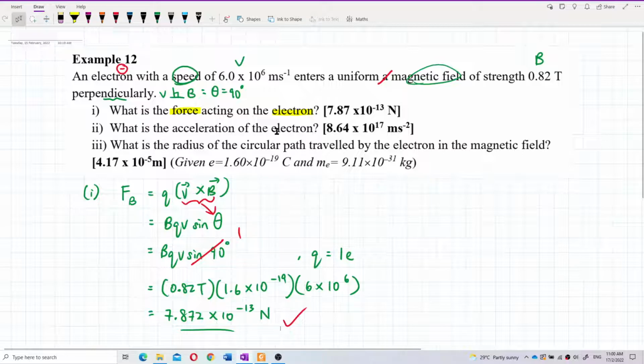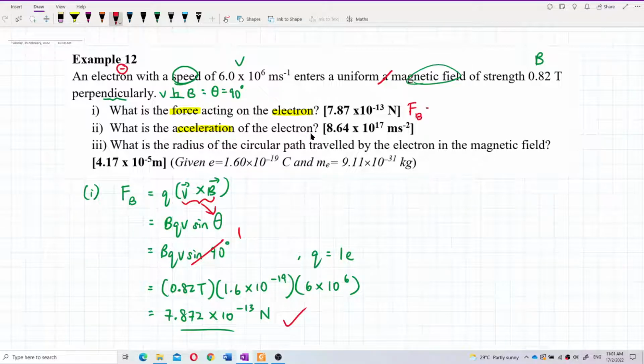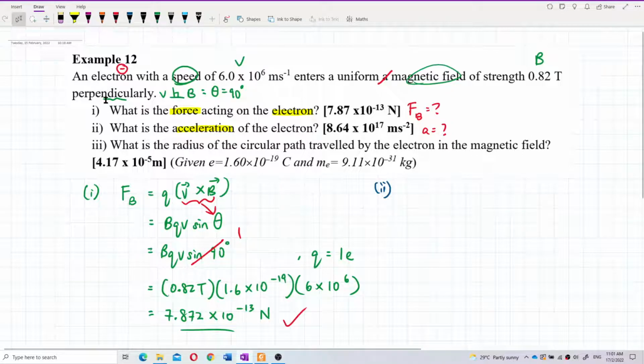What is the acceleration of the electron? The question wants the acceleration. Just now, question 1 was about magnetic force. Now this one is asking about acceleration. This one will be the centripetal acceleration, because the electron enters the magnetic field perpendicularly.